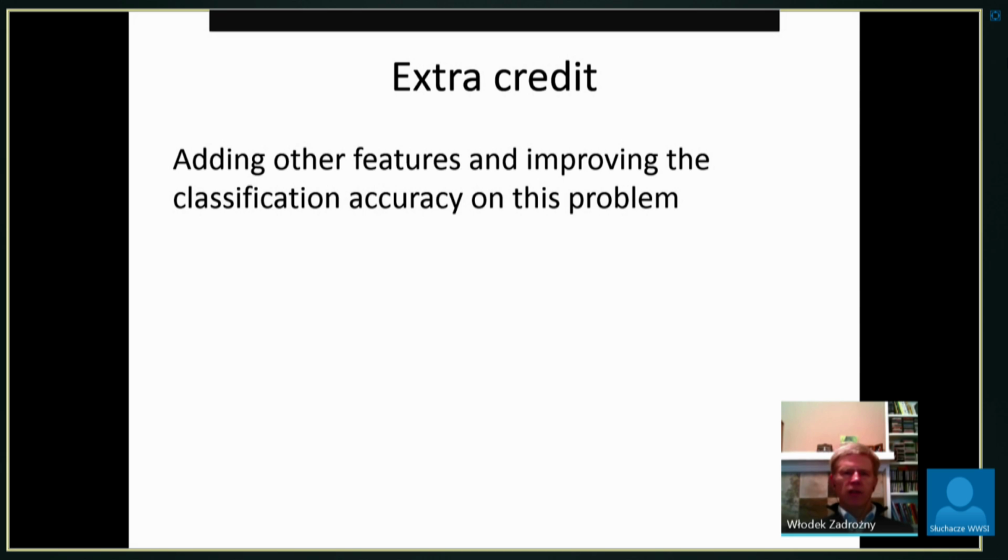For extra credit, you can add other features and try improving the classification accuracy of these problems. You can use, for example, presence of certain words as features, or the size of the category, and see if this improves your classification accuracy.